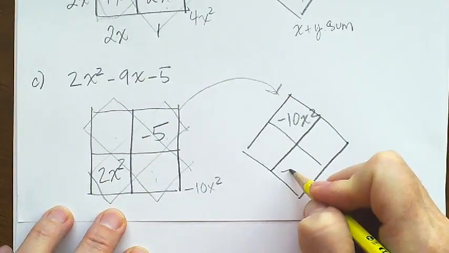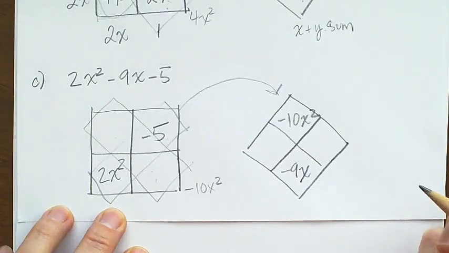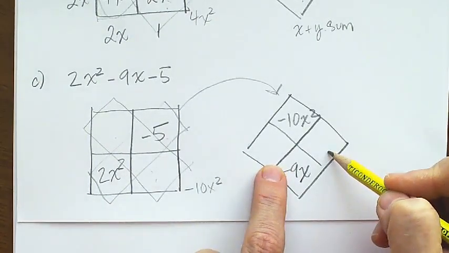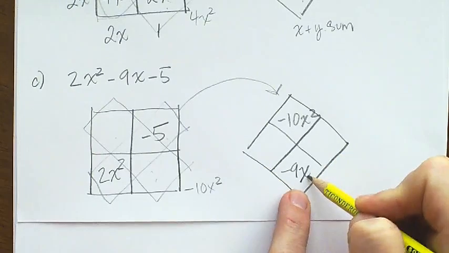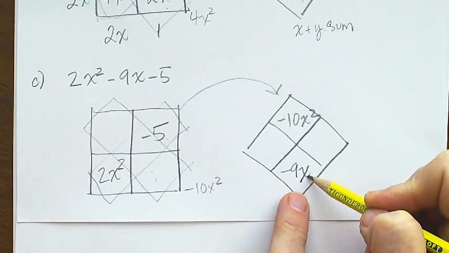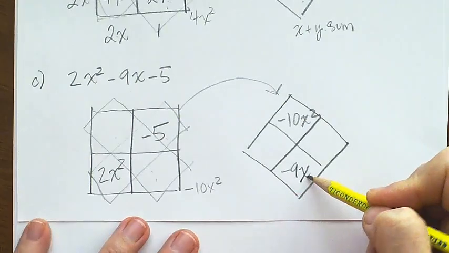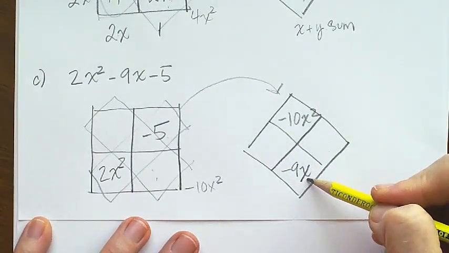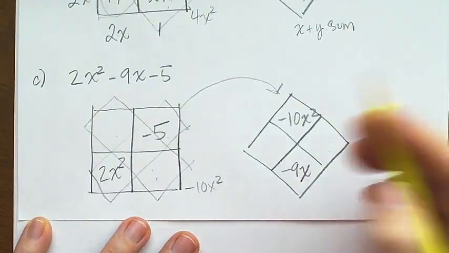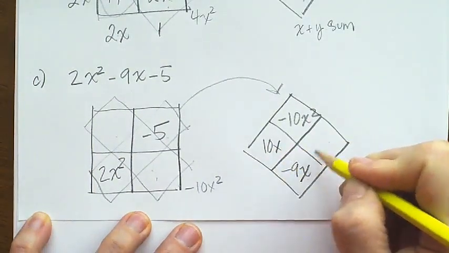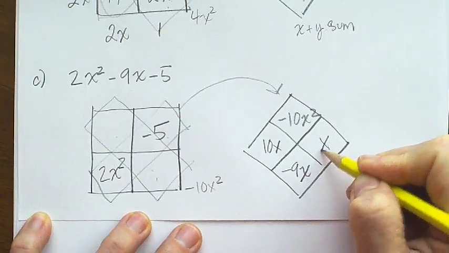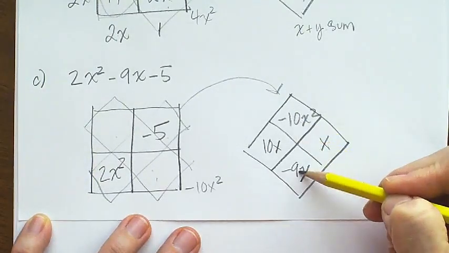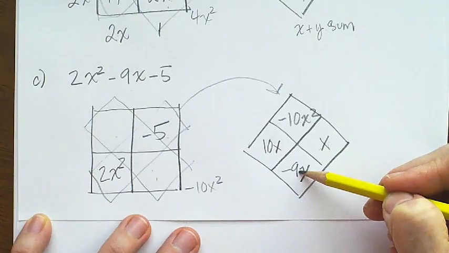So I'm going to put negative 9x on the bottom of my diamond and figure out what two terms I can multiply to get negative 10x squared, but when I add them, I get negative 9x. Okay, well, you know it's not going to be 2 and 5 because that's not going to add up to 9. So it's got to be 10 and 1. 10x and 1x. Now when we multiply them, we're getting a negative 10. When we add them, we're getting a negative 9.